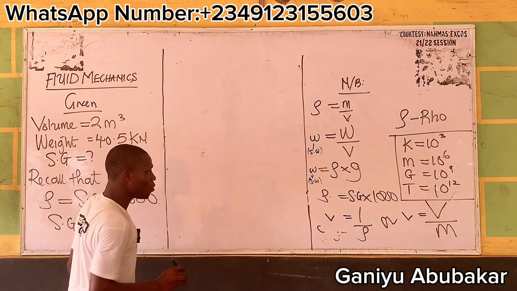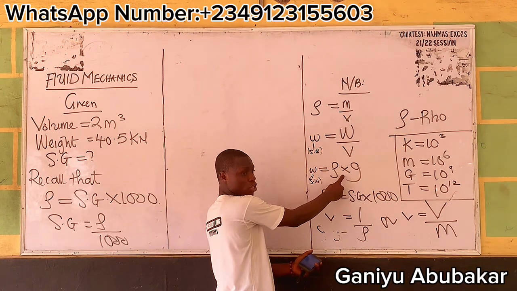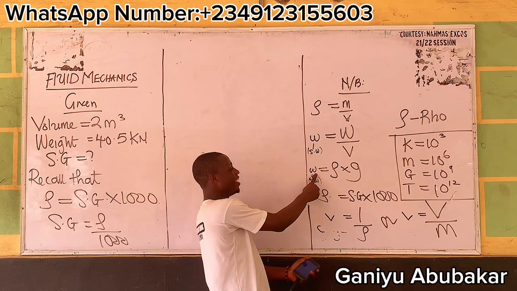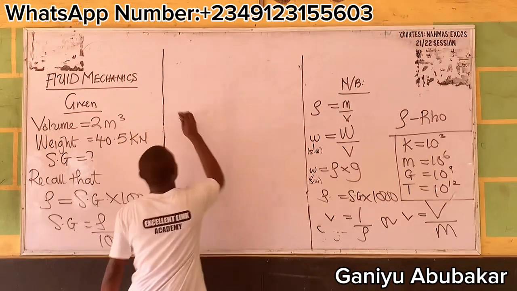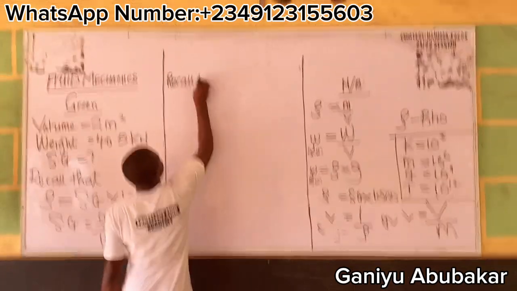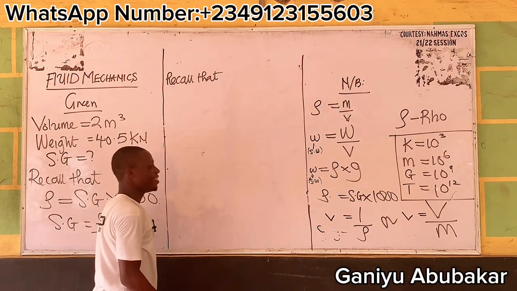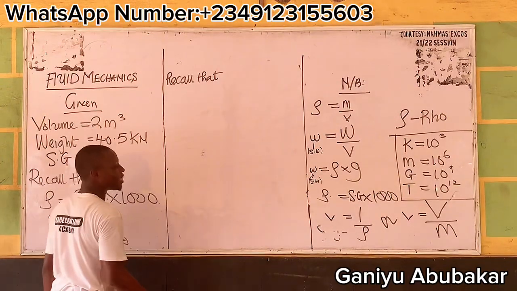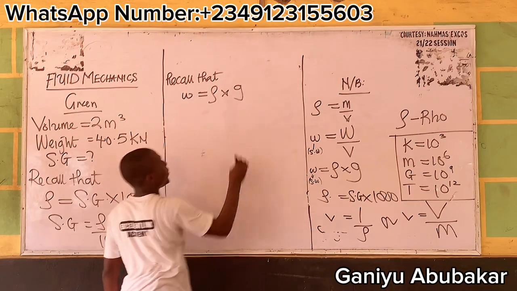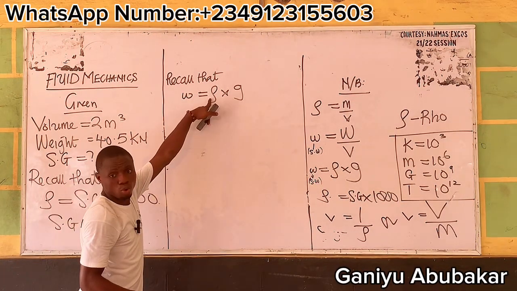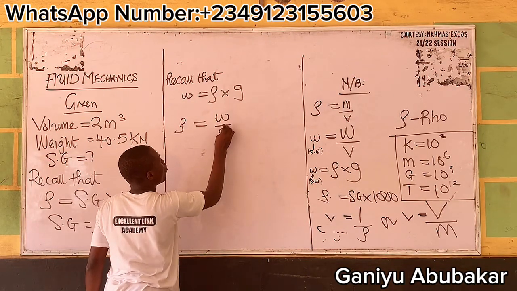But to get rho, look up. See, rho is in this place. So I need to get what? Specific weight, which is equal to rho and gravity. From here, I'll now recall that small w is rho times g. I want to get rho and put it here. So rho is w over g.